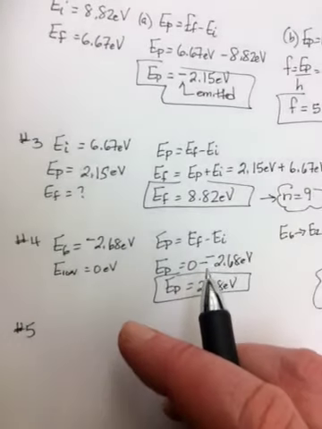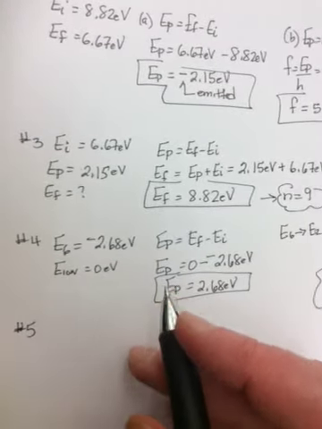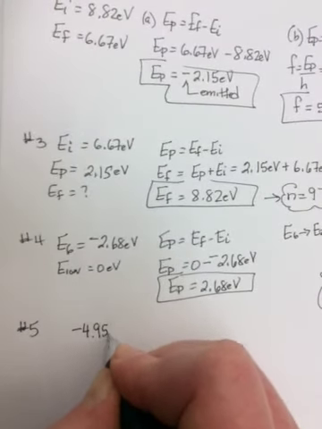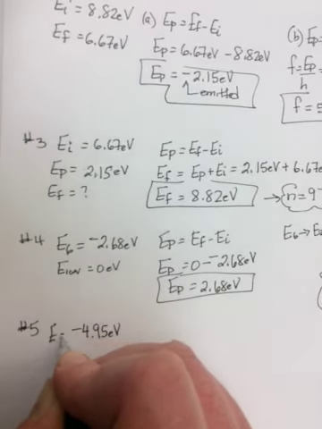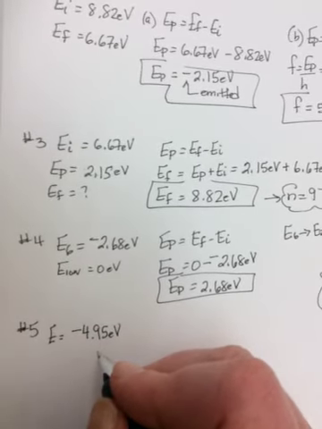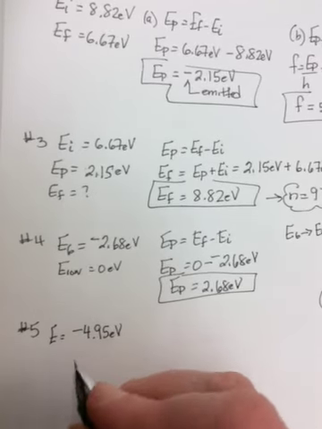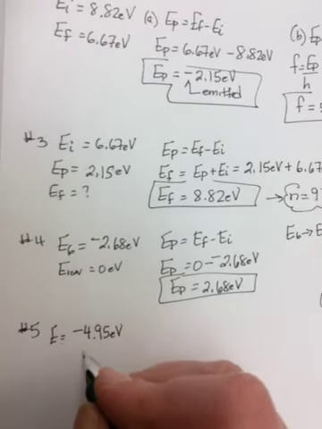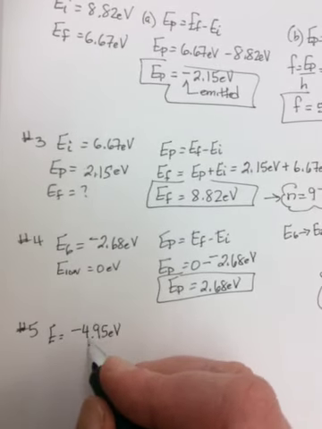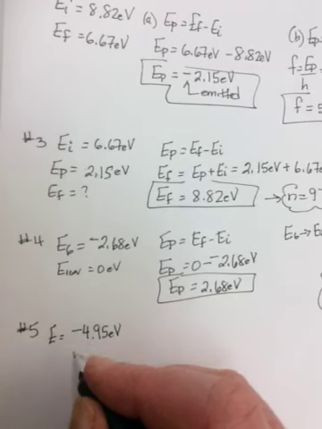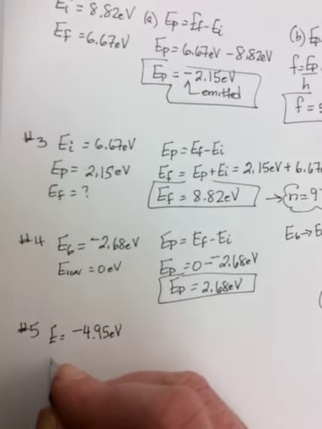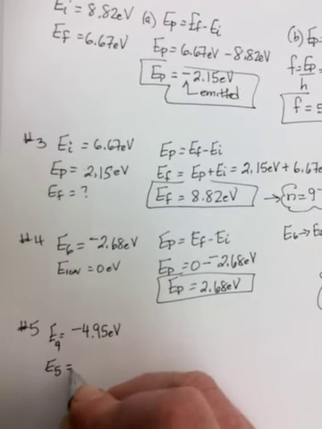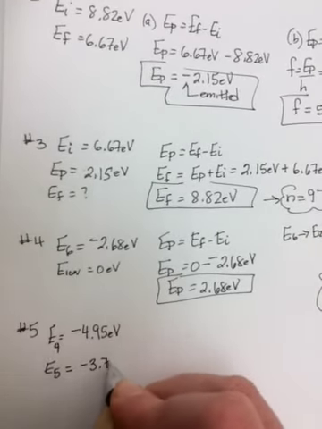Number 5 says a mercury atom is in an excited state that has an energy of negative 4.95 electron volts. So that's one of the E's. It absorbs a photon and is raised to the next energy level. What is the energy of the photon? So you need to look at the chart and find the 4.95 and then find the next level. This one's E4, by the way. And when you look, E5 is negative 3.71.